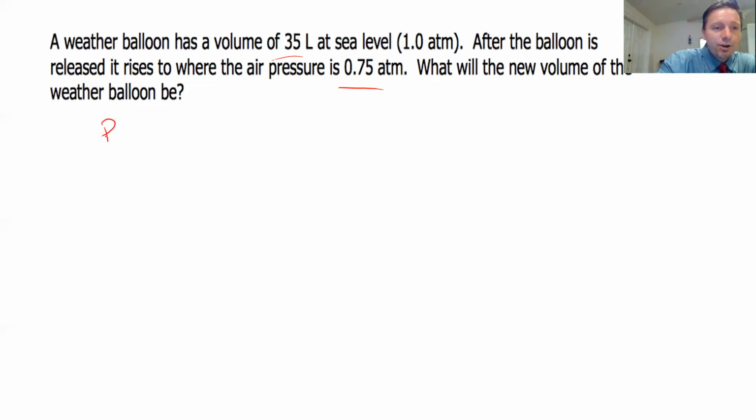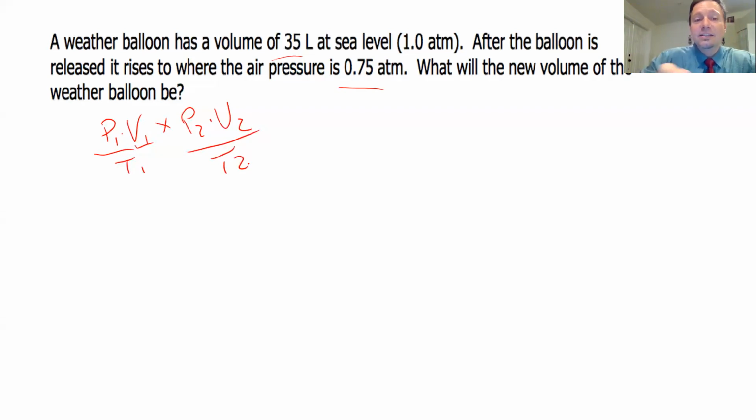So we have pressure 1 times volume 1 over temperature 1 equals pressure 2 times volume 2 over temperature 2. But we can say the temperature is negligible because it's not given to us, so we can actually cross that out. So now we're just dealing with Boyle's law.